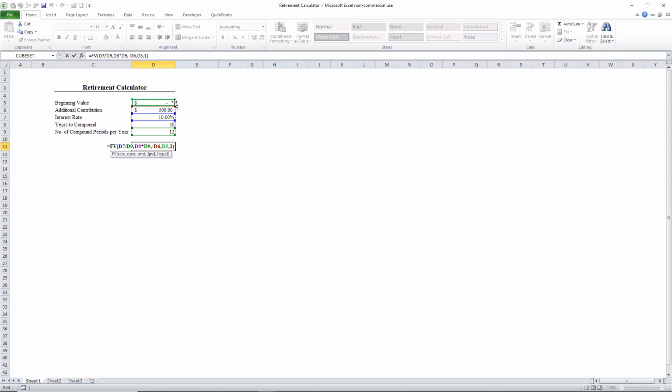So right now we're just saying we're starting with a clean slate of $0. And then the type is going to be, are we compounding at the beginning of the period or the end of the period? So let's just say at the beginning of every month we're investing $500. So we're going to put a number 1. And then you hit enter, automatically calculates for you.